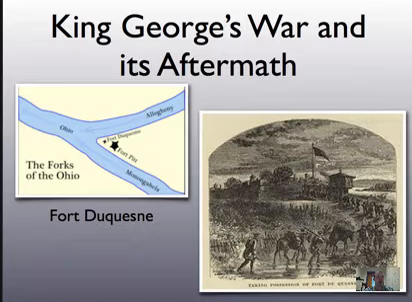So a group of Virginians led by a young George Washington attacked the French at Fort Duquesne and were soundly defeated by the French. What this proves, what this shows the colonists, is that if they are going to beat a European power, they need to work together.